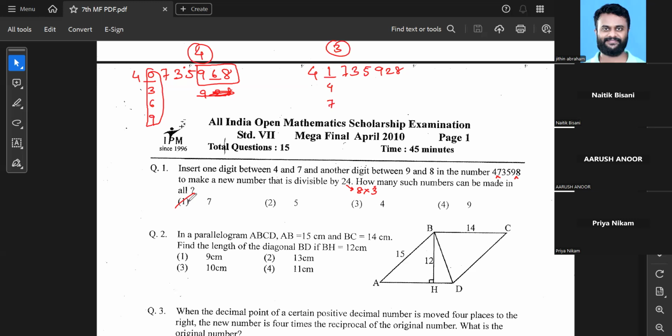Just one doubt. Why did we take only 2 and 6? In order to make divisibility of 8, yes. 8's divisibility.